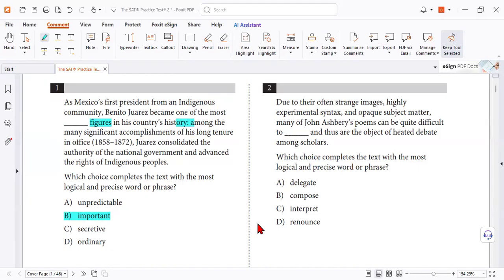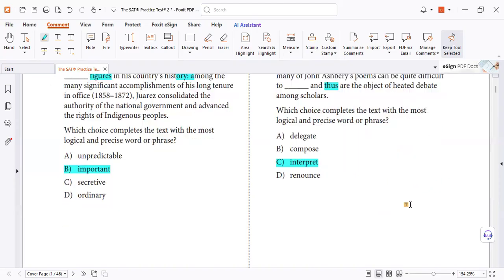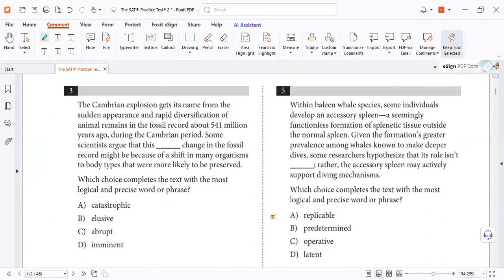Interpret. So interpret, correct. Denote, delegate is to give a task to someone, to assign, like an assignment as homework. But here it does not. And the cause and effect can help you. Brilliant.